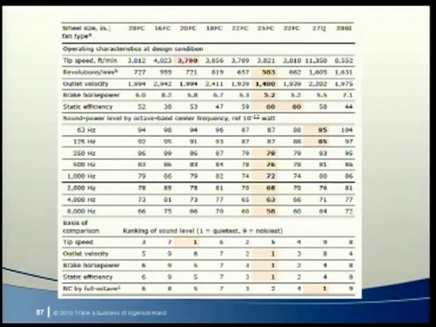To illustrate, we used a selection tool to run 9 different fan choices for a single design condition. The table summarizes the octave-band sound power data and numerically ranks the prospective selections based on individual comparisons of tip speed, outlet velocity, brake horsepower, and static efficiency. None of the fans excelled in all categories. So which fan is the best fit for the application?